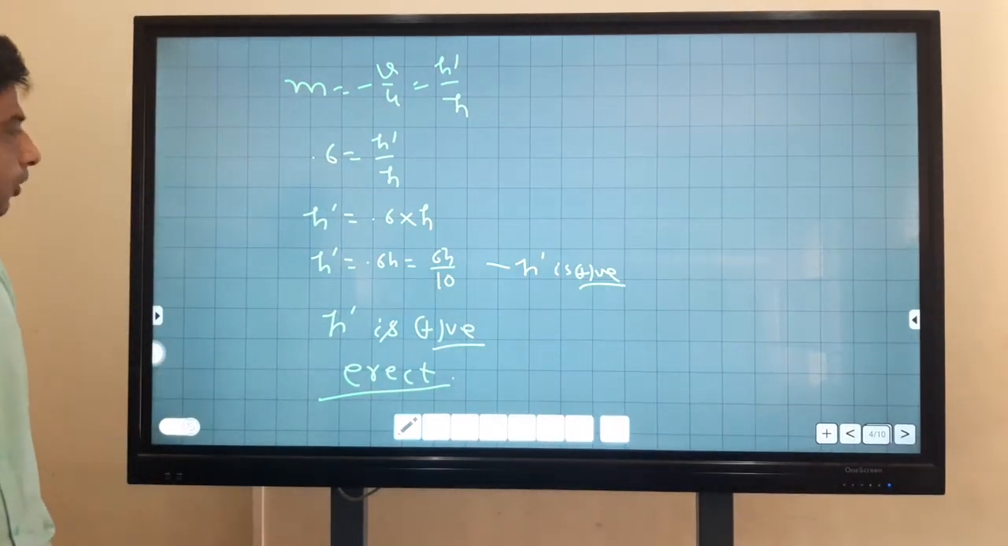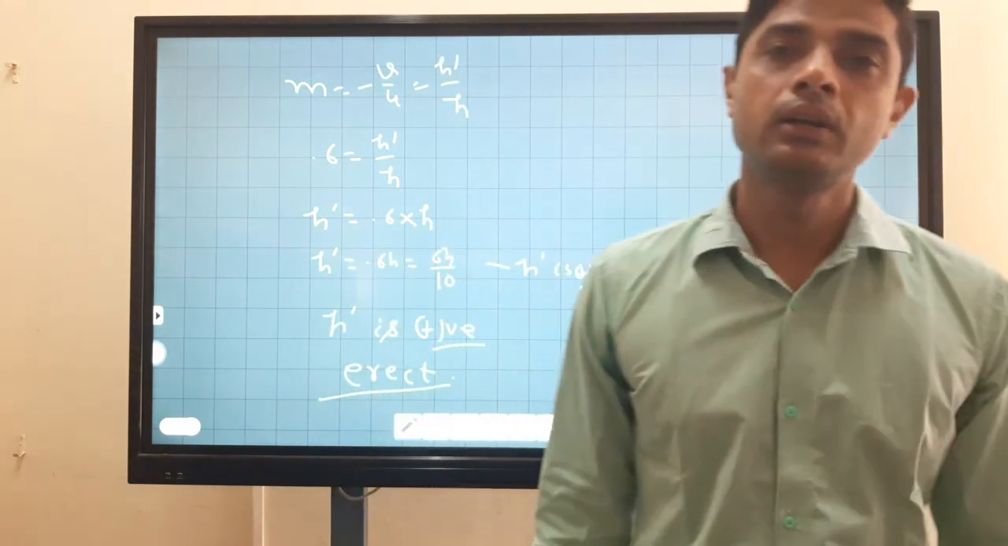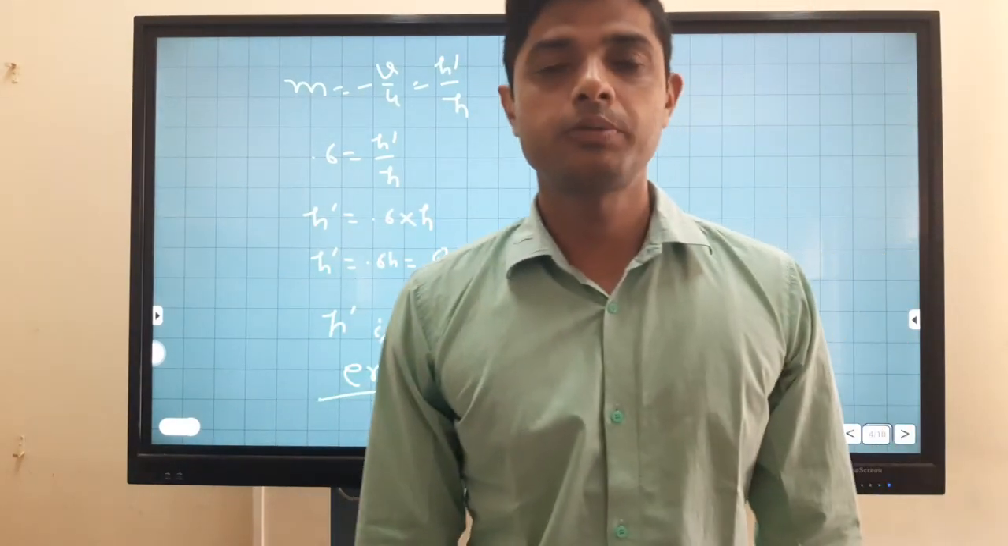Okay, I hope you understood. So you have to try numericals based on this formula. The remaining topics of this chapter I will explain in my next video.